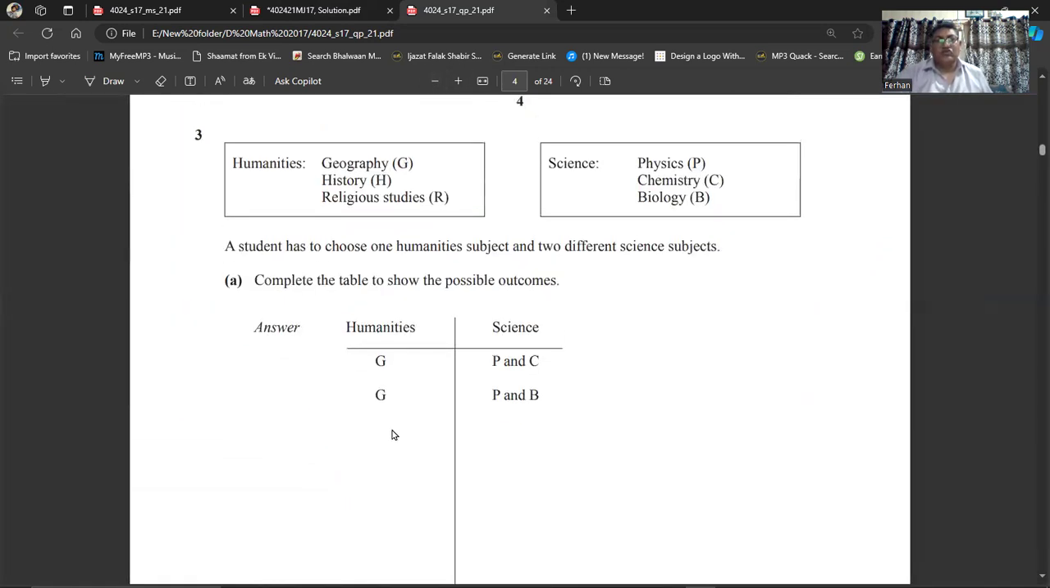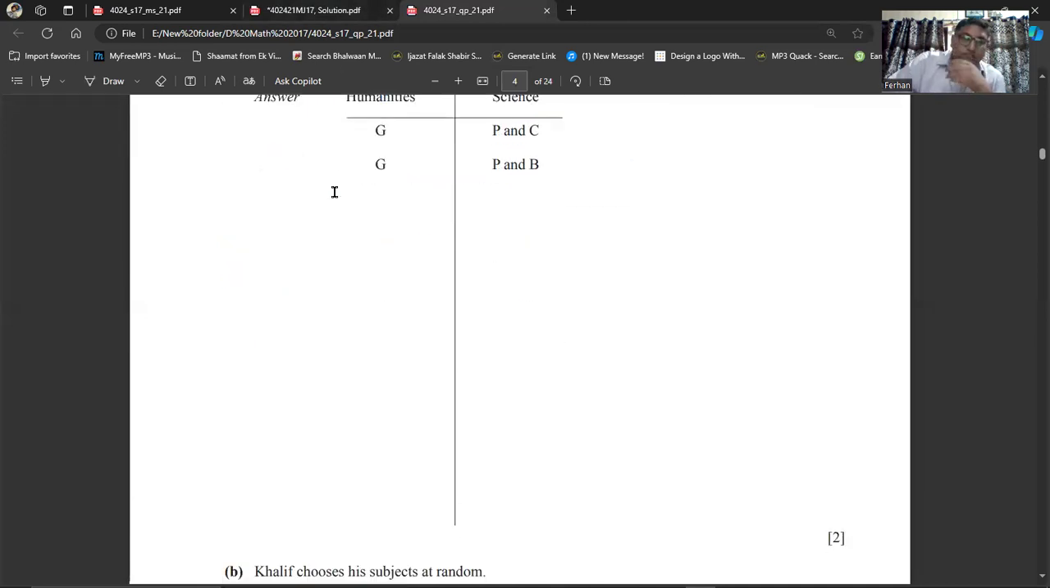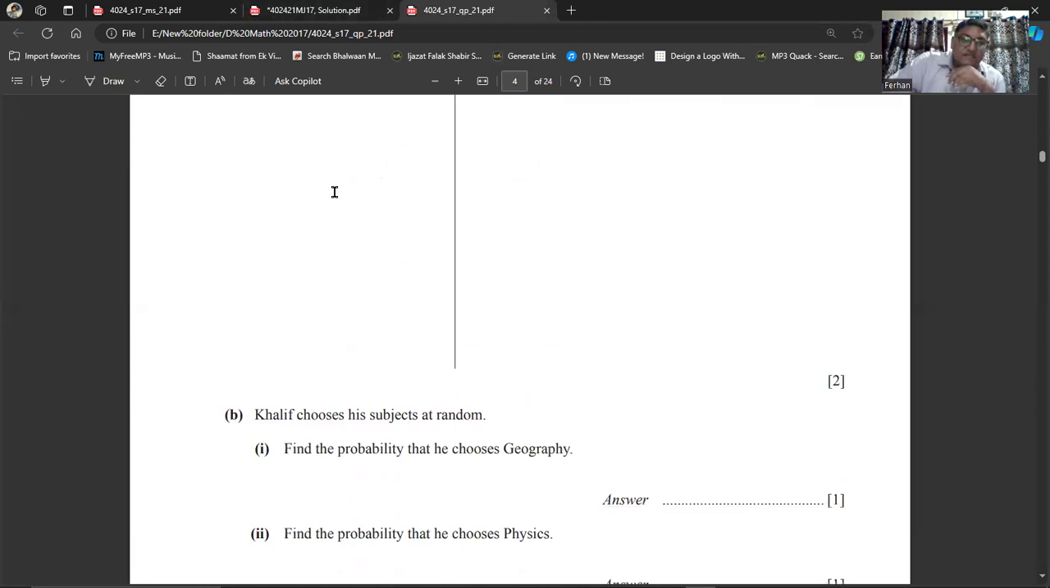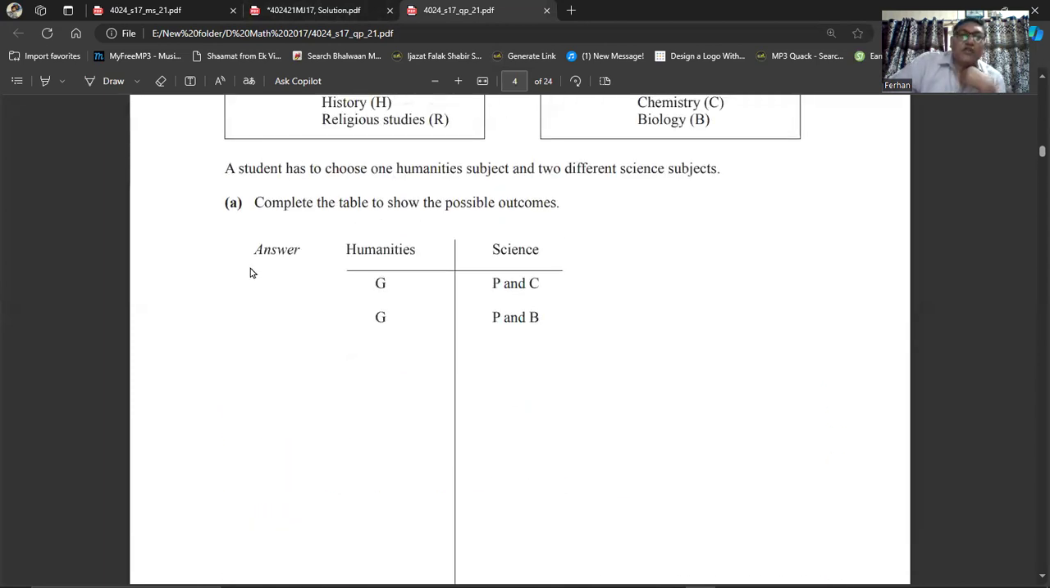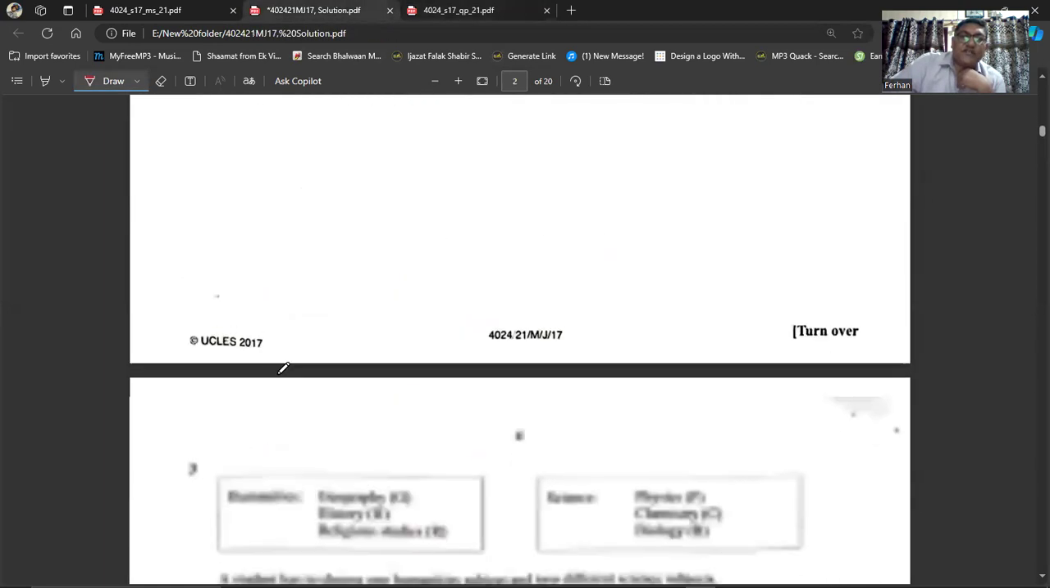Okay, so here are some options. For example, if you choose geography, from here you can choose physics and chemistry. Or if you choose geography, you can choose chemistry and biology, or physics and biology. Now the question is: complete the table below, show 2 possible outcomes. It's a 2 marks question. Very simple, straightforward question.